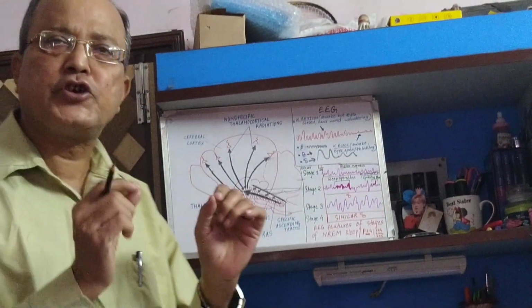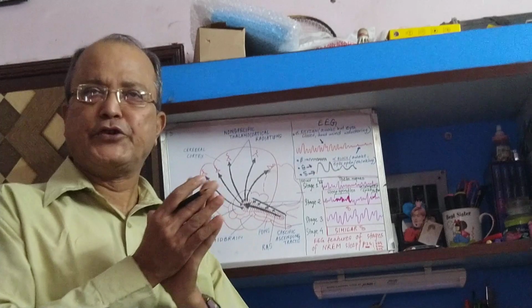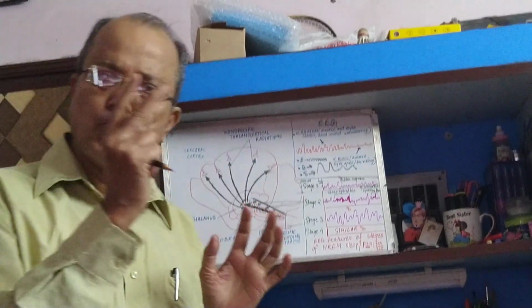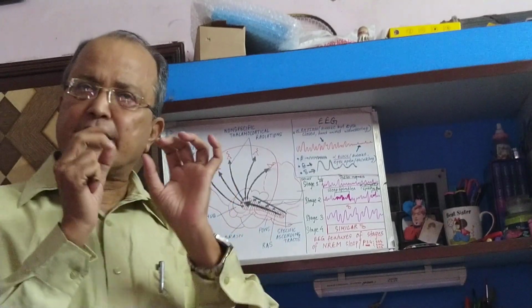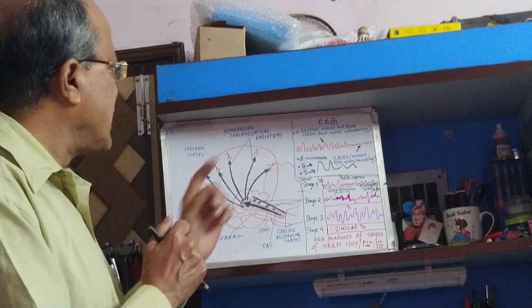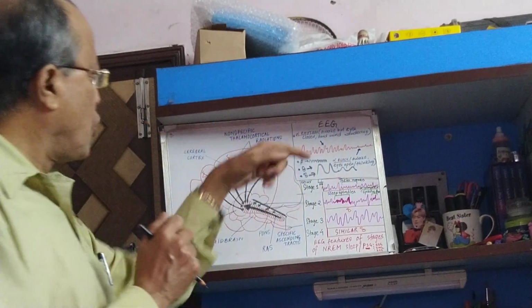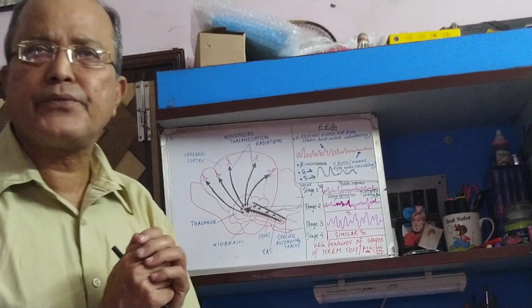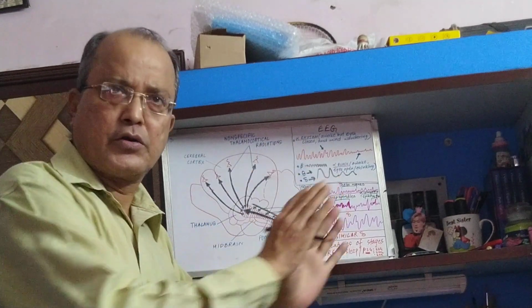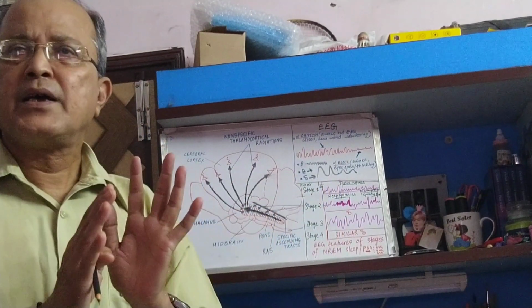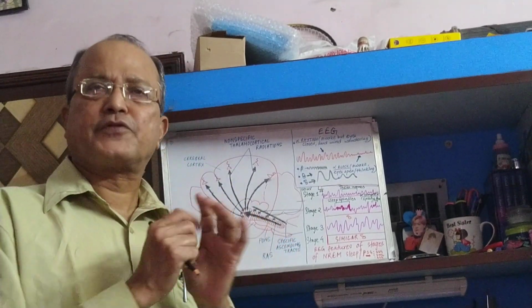Now, the features of sleep. What are the features? If you consider the features, we may divide them into two parts. One is the clinical feature, another is the electroencephalographic feature. I will go into the electroencephalographic or EEG features later on when I describe in detail. Let us consider what are the clinical features of sleep.